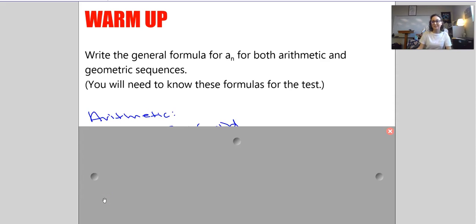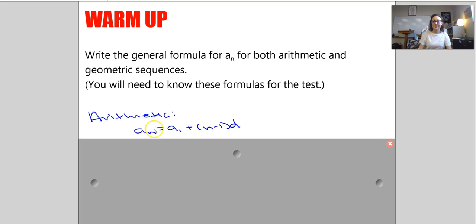So arithmetic means that you are adding a common difference each time to get to your next term in the sequence. So if I want to find the nth term, I take the first term and then I add that common difference n minus 1 times. So if I want to find the 100th term, I take my first term and I add d 99 times.